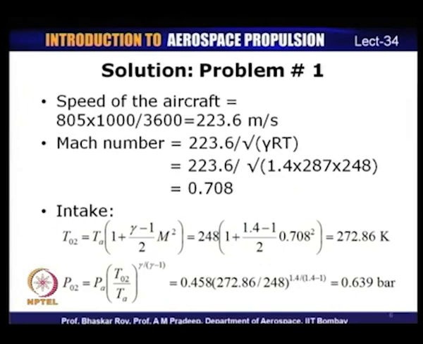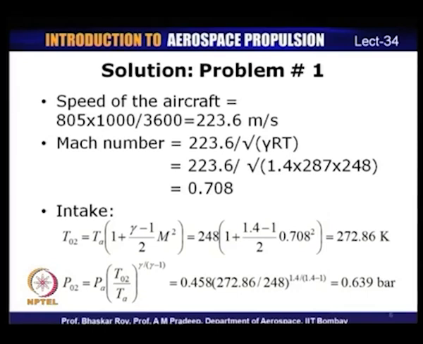So, 805 kilometers per hour can be converted to meters per second. It is 805 into 1000 divided by 3600, which converts kilometer per hour to meters per second. So, this corresponds to 223.6 meters per second. So, how do you convert this now into Mach number? Mach number we know is the speed of the aircraft divided by the speed of sound, and speed of sound is defined as, for an ideal gas, square root of gamma R T, where T is the static temperature.